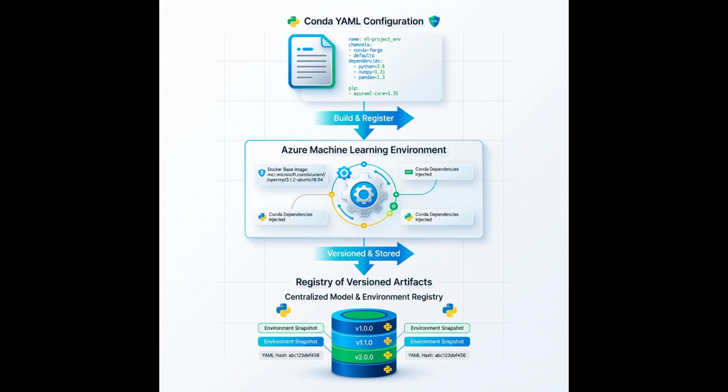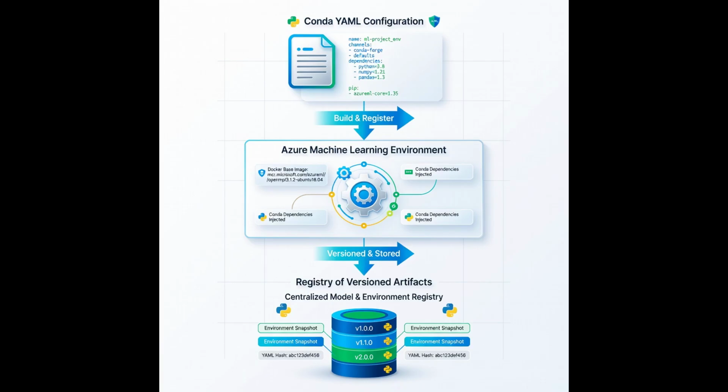Section 3 is D1.2 and D1.3, the two subdomains that separate candidates who just know how to click around Azure ML Studio from candidates who know how to build repeatable, governed, automated ML infrastructure. Assets, registries, Bicep, GitHub Actions, and security.